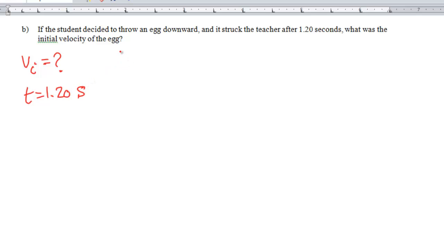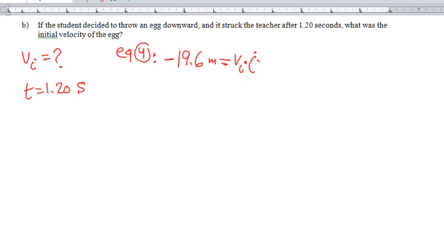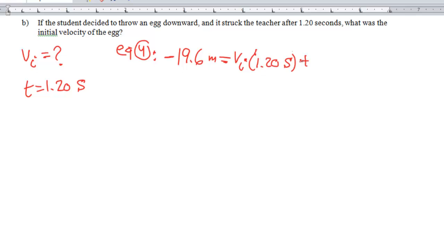So let's go ahead and apply equation number 4 as well. Since we don't have V final, we have to apply equation number 4. So again, the displacement is still 19.6 in the negative direction, equal to V initial. Now V initial is no longer 0. V initial is our unknown, times the t, which is 1.2, plus 1/2 a t squared.